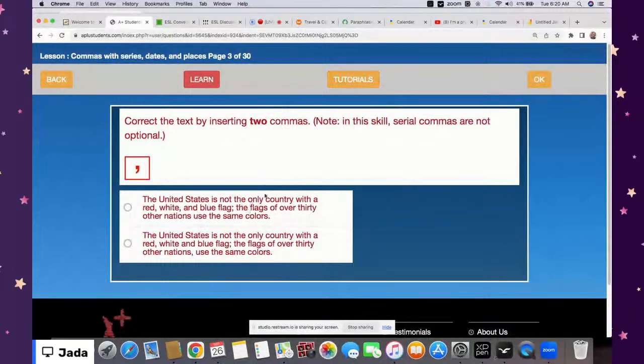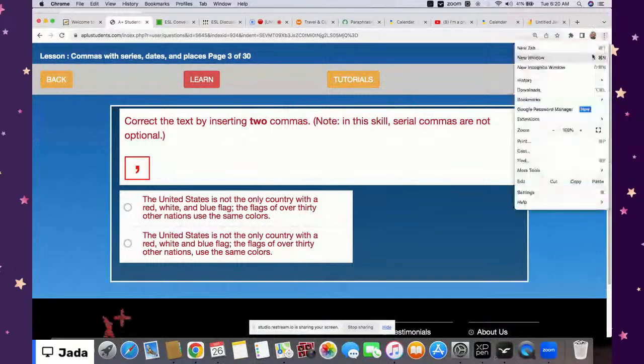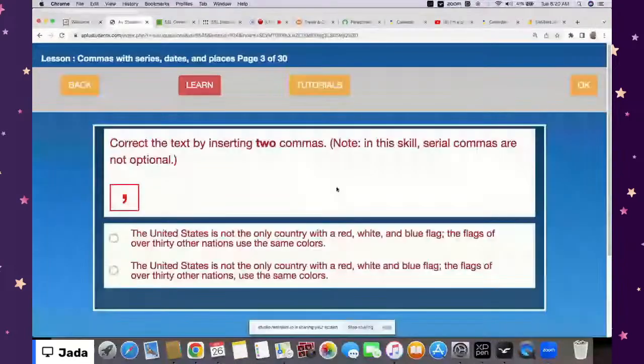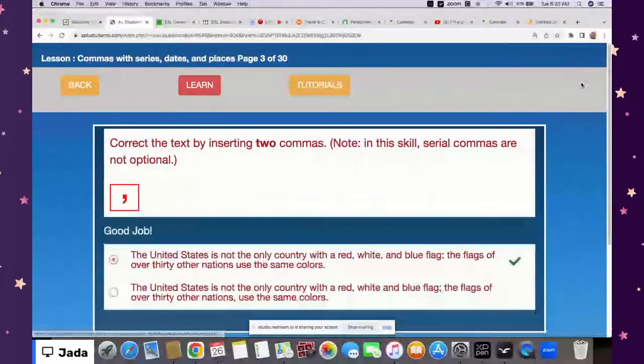The United States is not the only country with a red, white, and blue flag. Okay. The flags of over 30 other nations use the same colors. So what's gonna be the answer here in this one? What's possibly gonna be the answer in this one? Is it gonna be the first? Okay, we have the first one. Okay, the first one was correct.